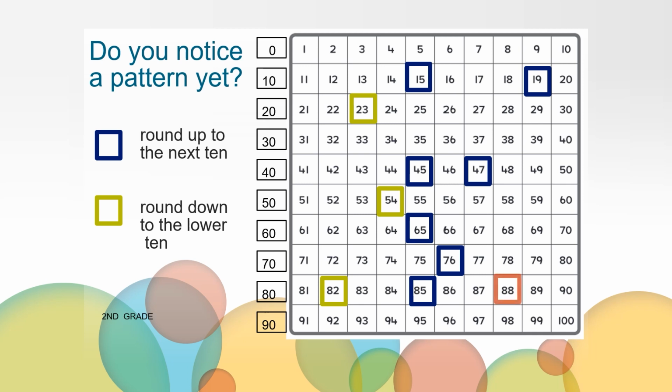What about 88? With the ideas that we've looked at, how would you round a number that ends in 8? I think 88 would round up to 90 because it's only 2 numbers away. Yep, it turns blue, so it rounds up. What about 61? I think 61 would round down to 60 because it's only one number away from 60. Let's see. Yep, it turns green. It rounds down to the lower 10.